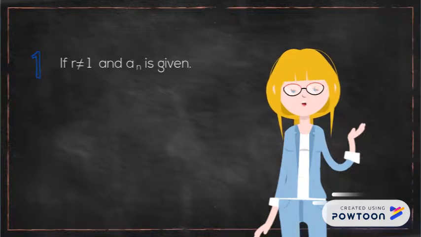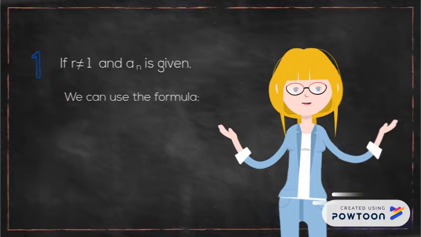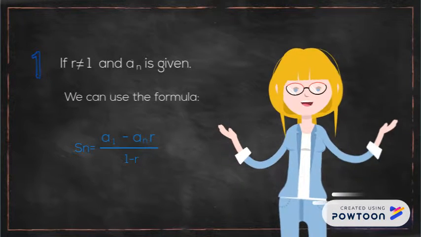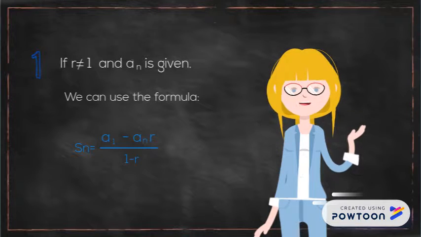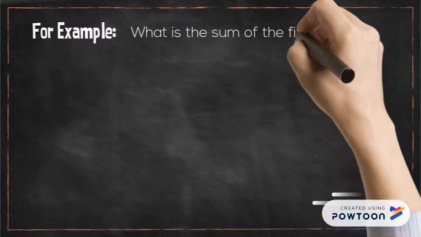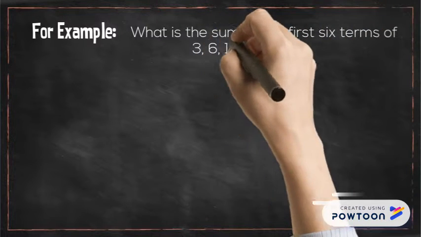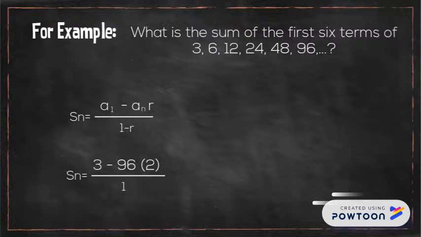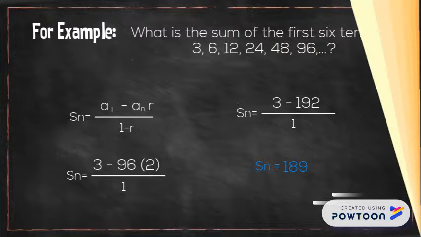Condition number 1. If r is not equal to 1 and a sub n is given, we can use the formula S sub n is equal to a sub 1 minus a sub n times r over 1 minus r. For example, what is the sum of the first 6 terms of 3, 6, 12, 24, 48, 96? Of course, use the equation, then substitute. You come out with S sub n equals 3 minus 192 over 1, and the final answer is 189.